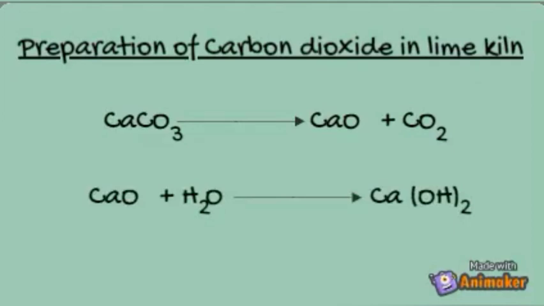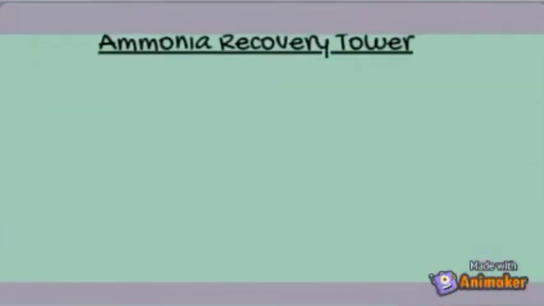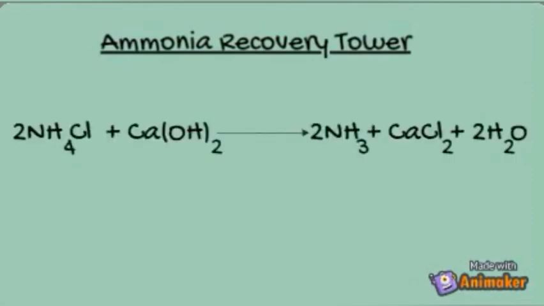They both react with each other and form calcium hydroxide, which goes to our last chamber, that is ammonia recovery tower. The ammonium chloride that was formed during decomposition of sodium bicarbonate and the calcium hydroxide, which was formed in lime kiln, they both react and form ammonia, water, and calcium chloride. Ammonia is reused, while the other products go out.